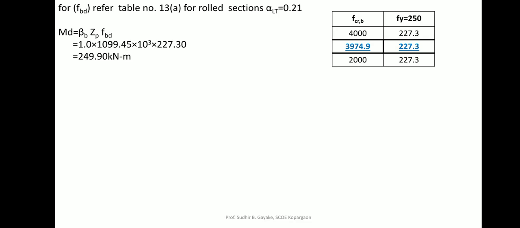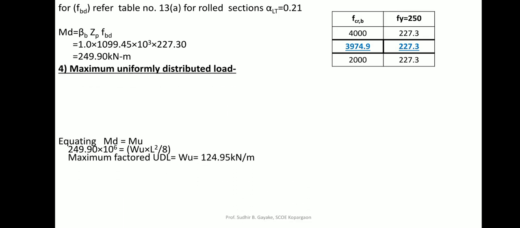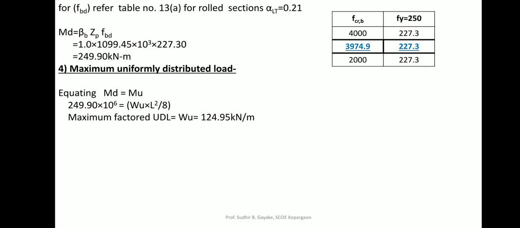Now, if you equate this particular value with the maximum bending moment for uniformly distributed load, you can calculate the maximum factored load. So the maximum bending moment is WL square by 8, and the design strength we have calculated as 249.90 kilonewton meter. So just equating this, you will get the factored loading on your beam as 124.95 kilonewton per meter. This is the maximum uniformly distributed load, or factored load, ultimate load or design load, that can be applied on your beam.